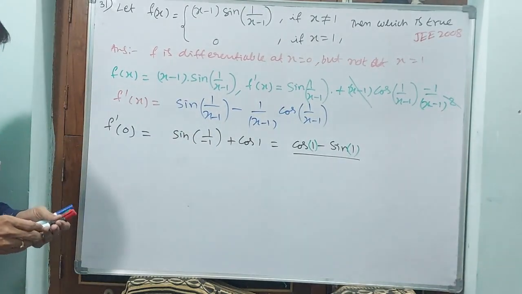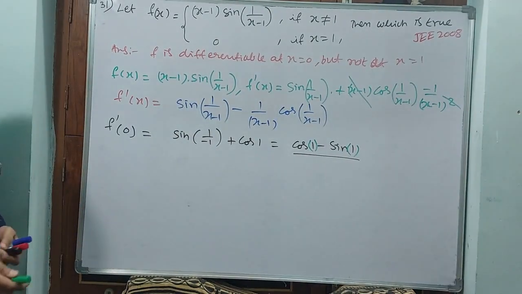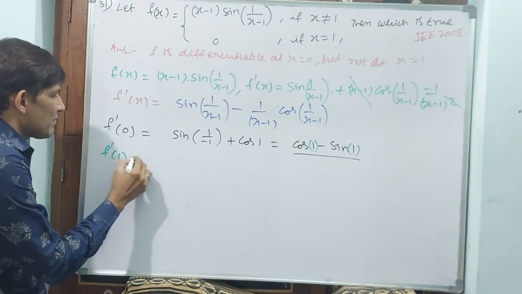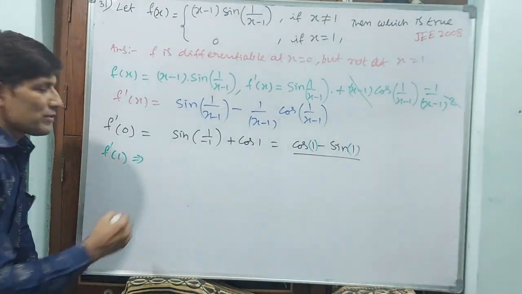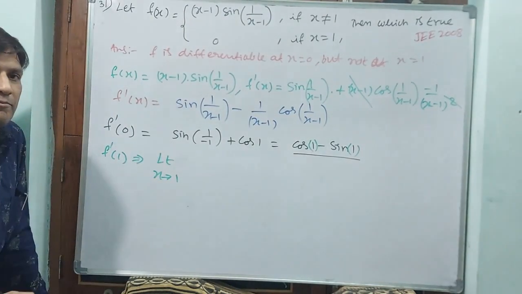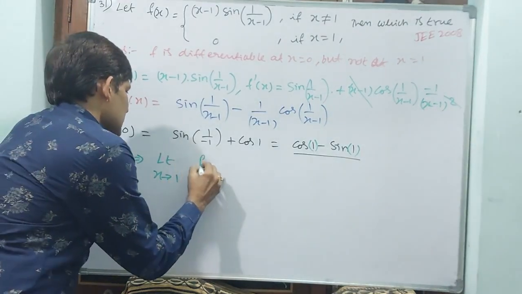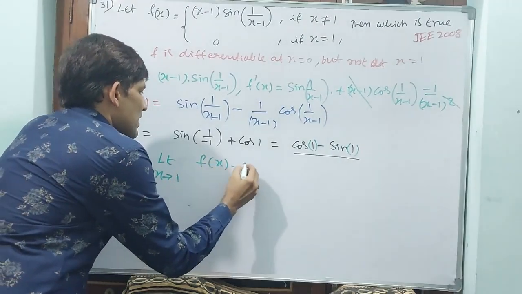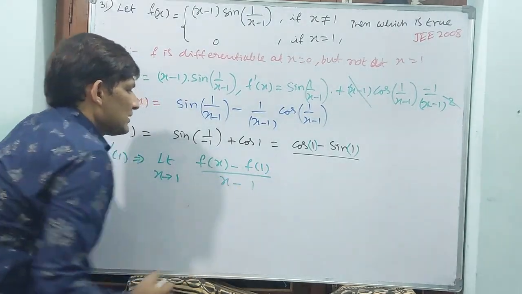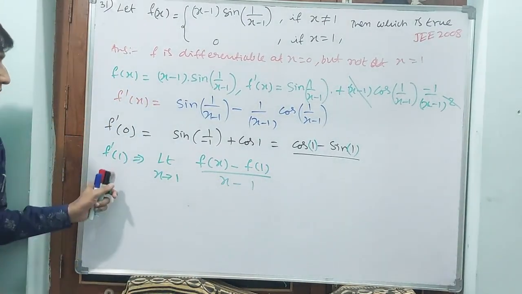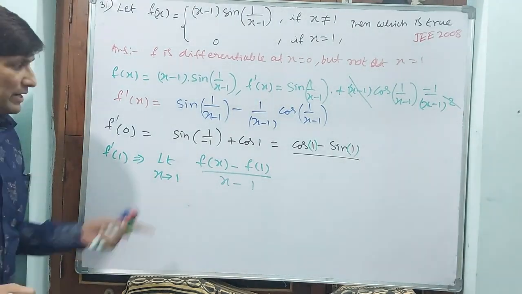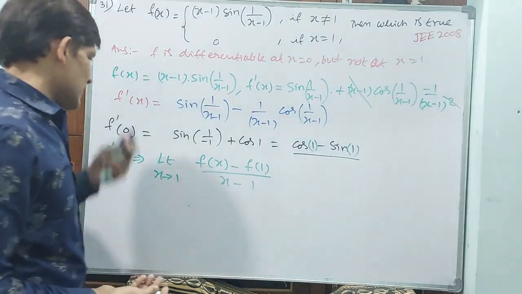We will see f dash 1. Whether f dash 1 is differentiable or not, how are we going to find? Limit x tends to 1, f of x minus f of 1 by x minus 1. If it is differentiable, this should come, but if infinity comes, it means not differentiable, right? Okay, now let us go.